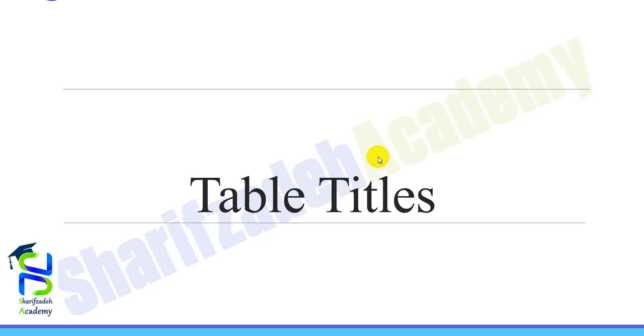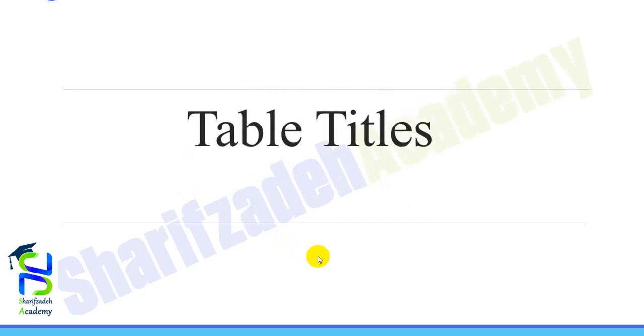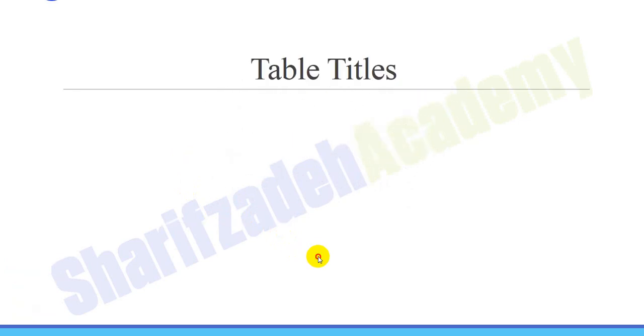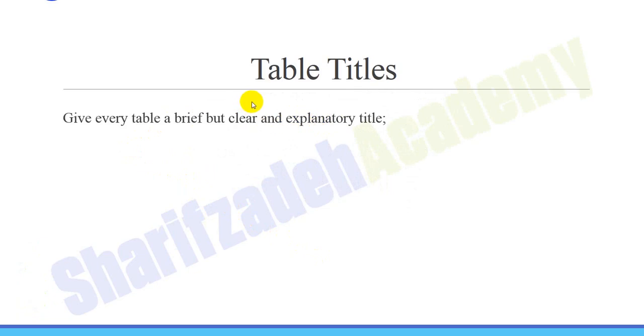Now let's look at the second part of a table, which is called the table title. As you see here, we have the table title. Table titles come at the top under the table number, as you know, and you have to give every table a brief but clear and explanatory title. This means that the table title should not be too long, should not be too short, and should provide the readers with enough info related to the content of the table.